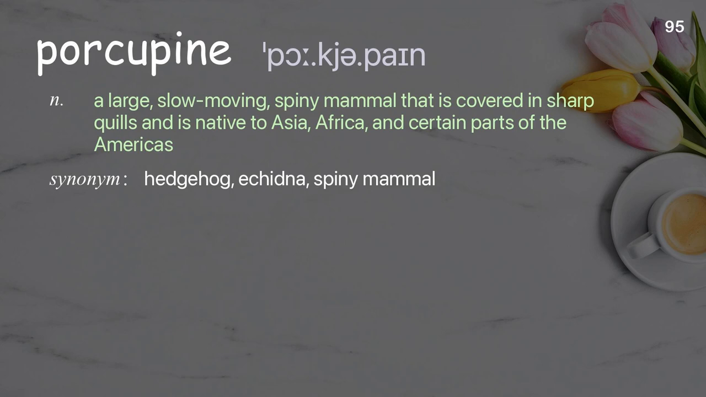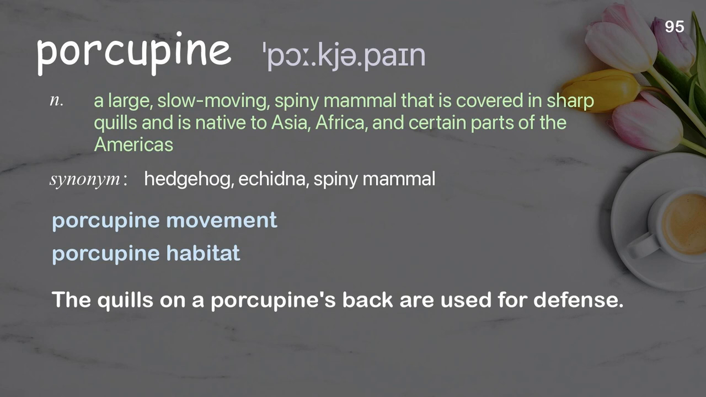Porcupine. A large, slow-moving, spiny mammal that is covered in sharp quills and is native to Asia, Africa, and certain parts of the Americas. Examples: Porcupine movement. Porcupine habitat. The quills on a porcupine's back are used for defense.